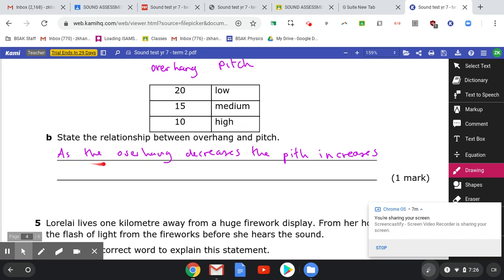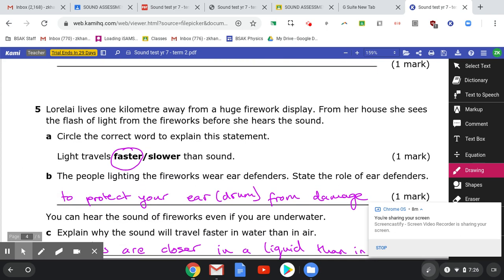So as the overhang decreases, so we're going from 20 to 15 to 10, that word there is decreases, going down. What happens to the pitch? It goes from low to medium to high, so the pitch is increasing. And that's how you write down your relationship, okay? So what is the pattern?